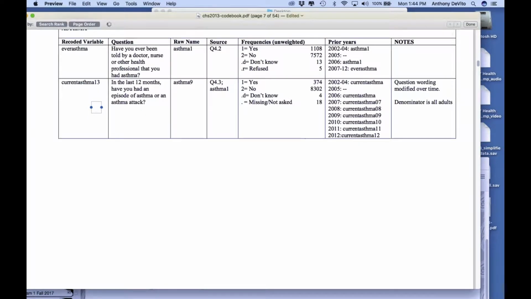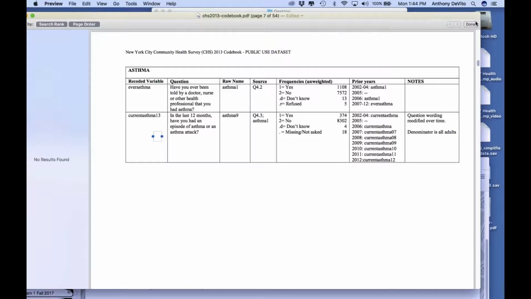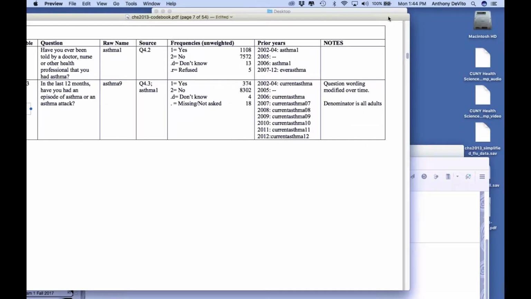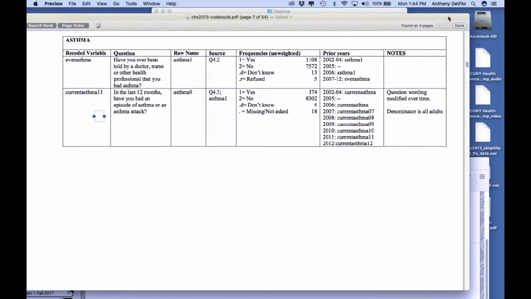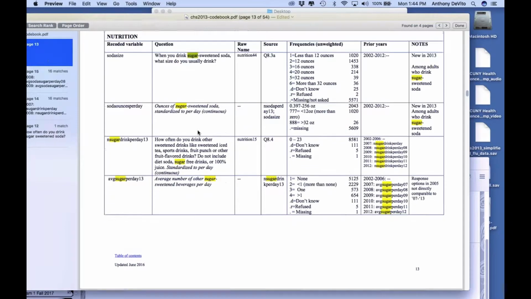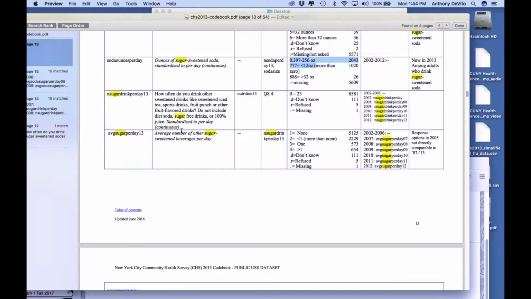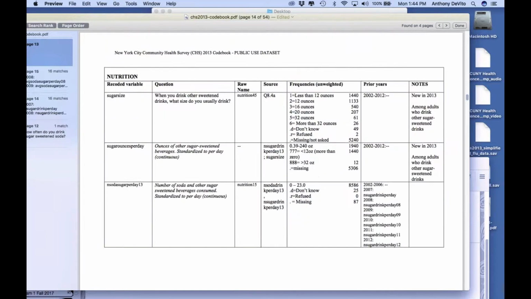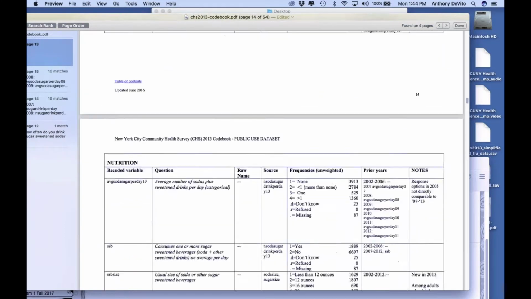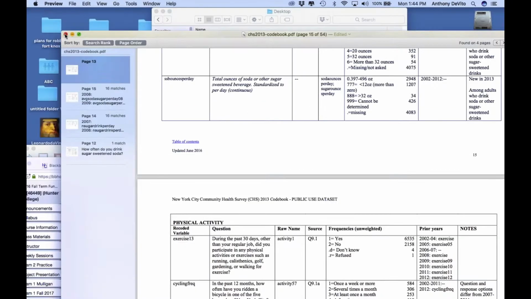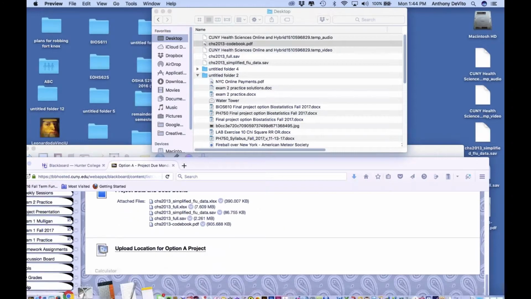How about sugary drinks? I wonder if I can find that. Nope, sugar, but sugar. Ounces of sugar sweetened soda per day that you drink, and there's categories: this to that, or more than that, more than 32 ounces, and so on. They give it in categories rather than in actual numerical variables. How often do you drink sweetened drinks? 0 to 23 per month, whatever that is. But you'll see that there's many different variables here. That's the code book. So you can look up what this data is about.